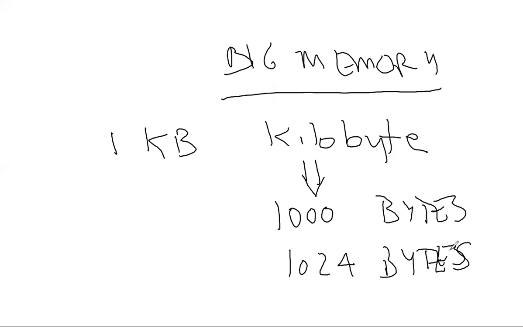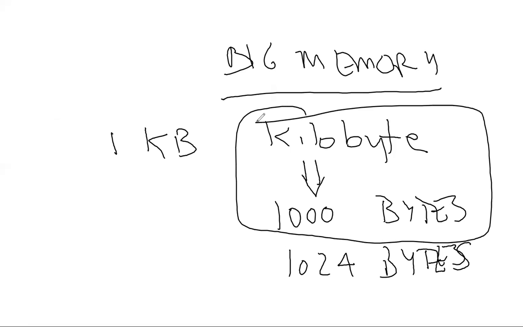Because kilo, this is the power of 2 that's closest to 1,000. And so the question is, which one of these is correct? And the answer is, it depends. Technically, per definition, this is correct, 1,000. However, you will see very, very commonly the computer science version of kilo being used.